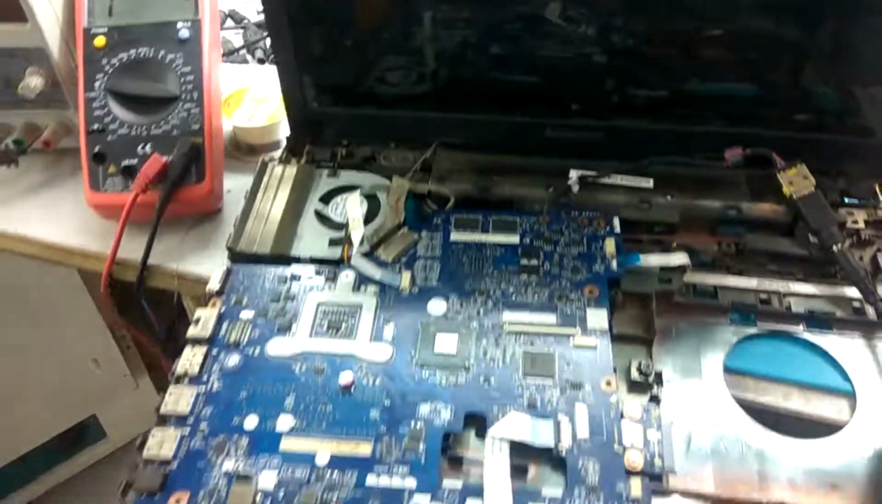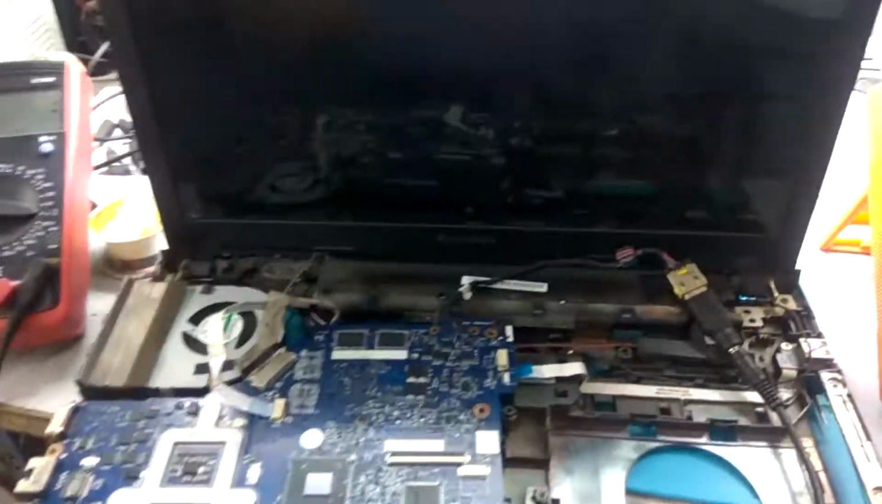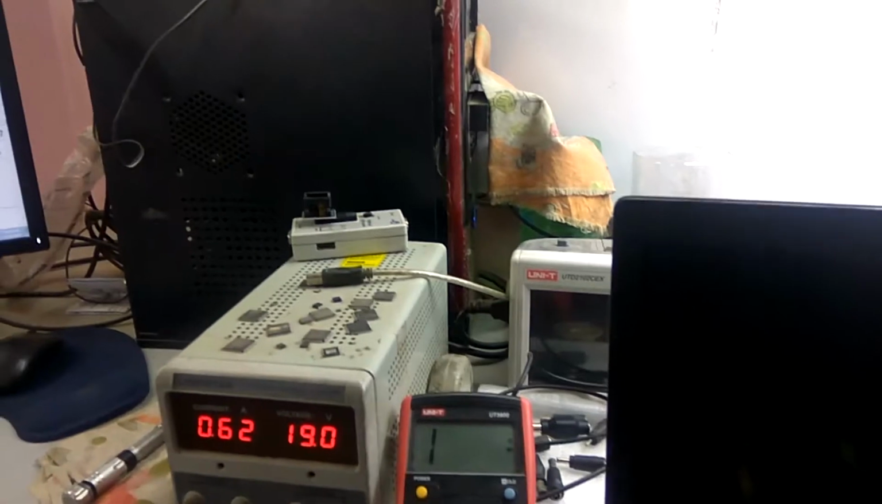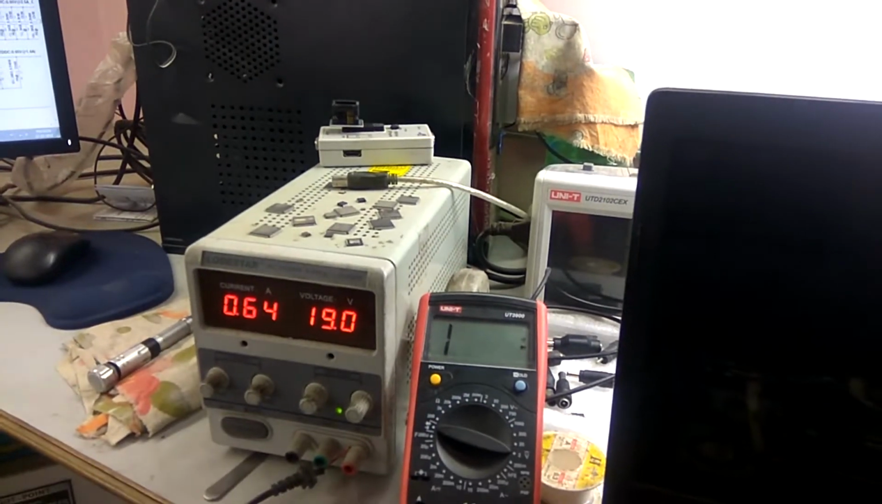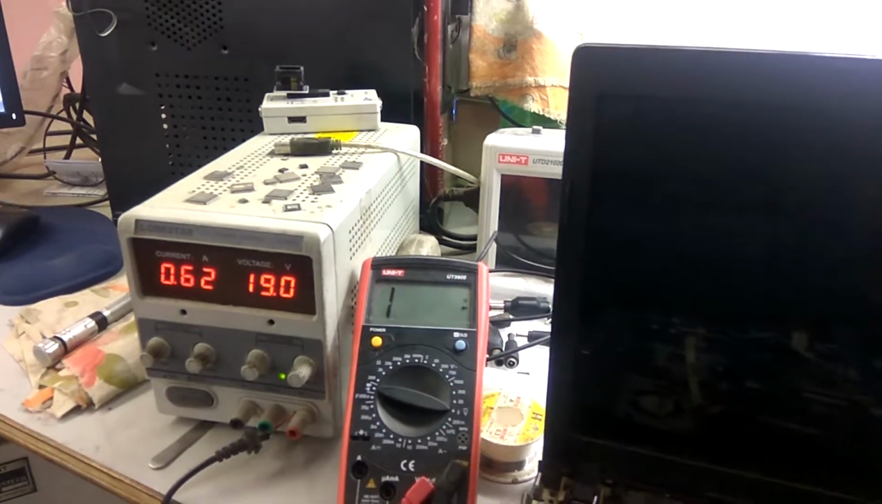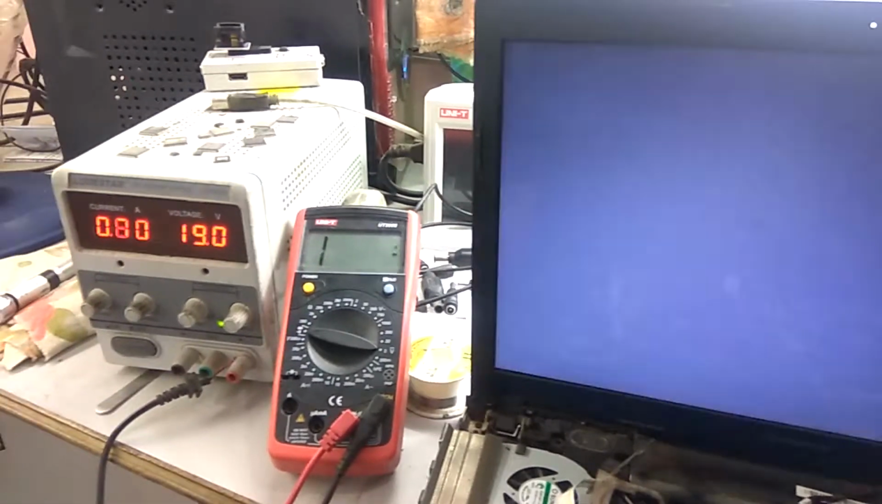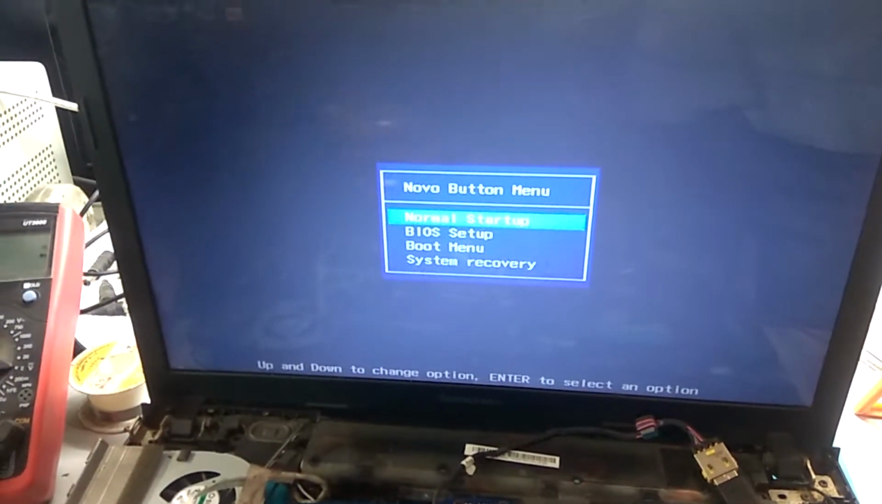Now switch on. Now you can see it's taking good ampere, 0.63, 0.64. Display should come. Wait. You can see display is okay. Okay, now thank you.